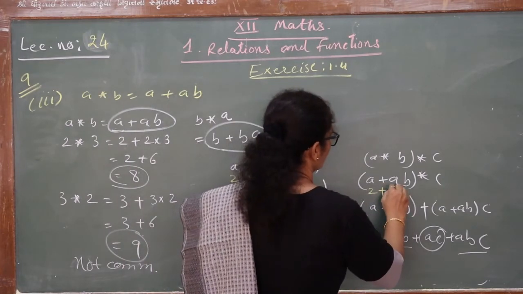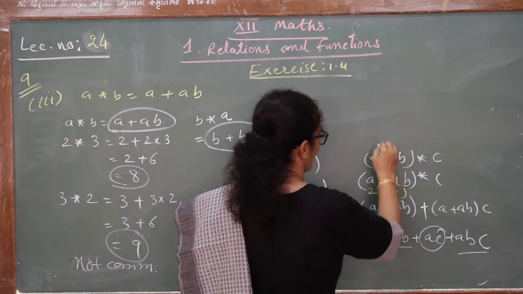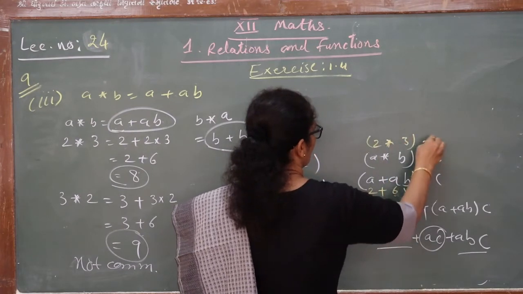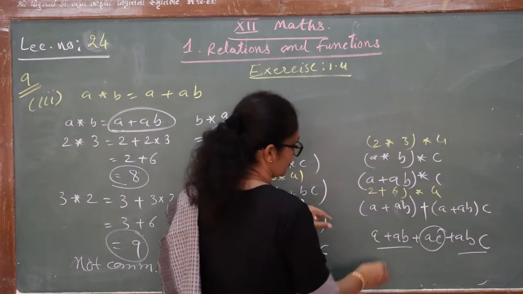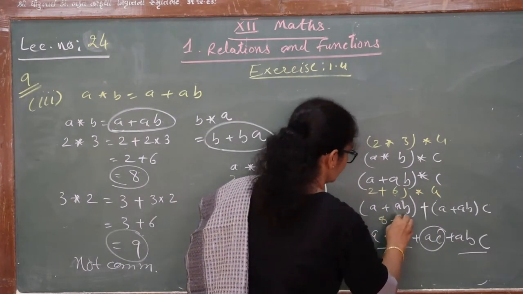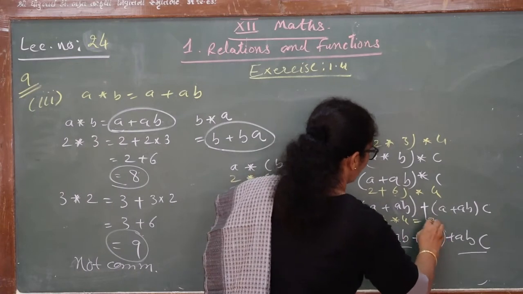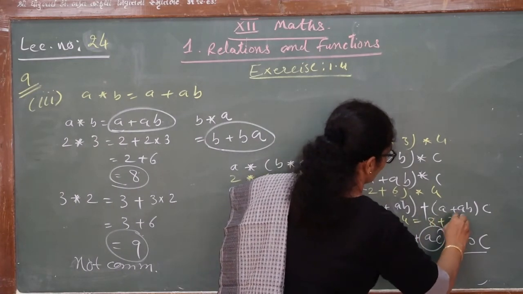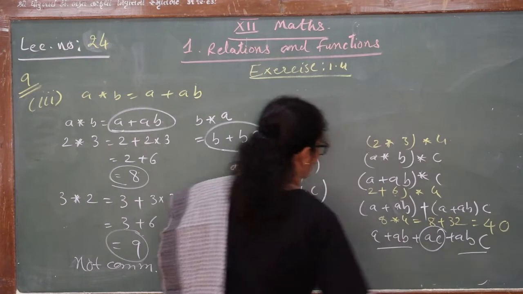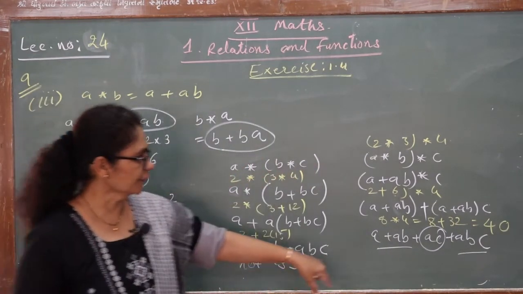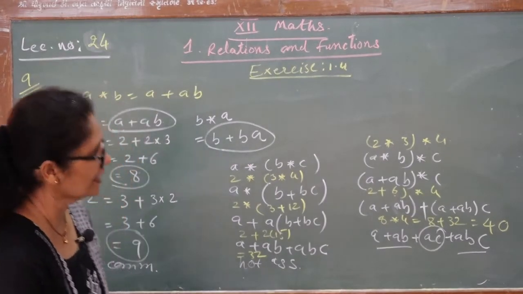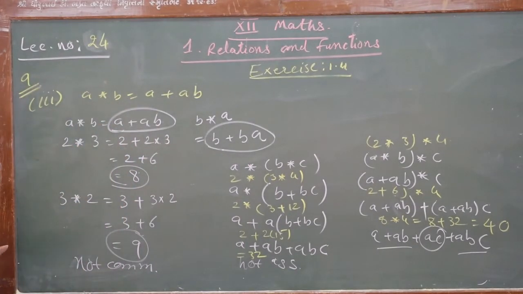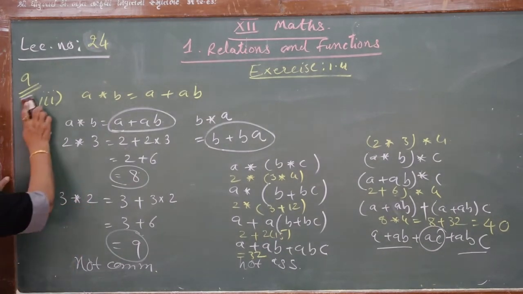Let's prove on this side. 2 plus 2 3s are 6. We have taken 2, 3 and 4. Asterisk 4 as it is. This is 8. Now 8 asterisk 4. What you can write? 8 plus 8 4s are 32. So this will be 40. One answer you are getting 32, another answer you are getting 40. So from this you can understand it is not associative also. So this third question is not commutative, not associative.